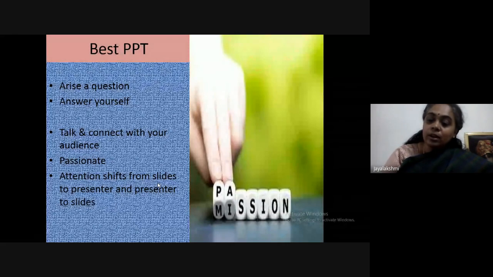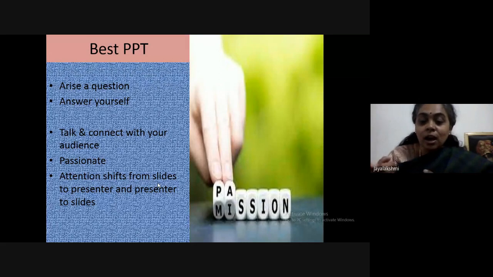How should you do your homework? You should be able to connect with the audience. How will you be able to connect with the audience? Only when you have a point which is very powerful. For that, you should have done research. So it's all a combination.